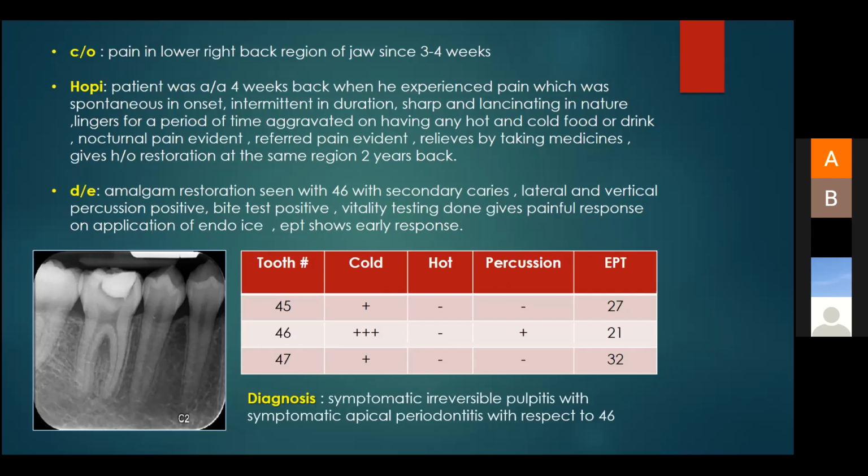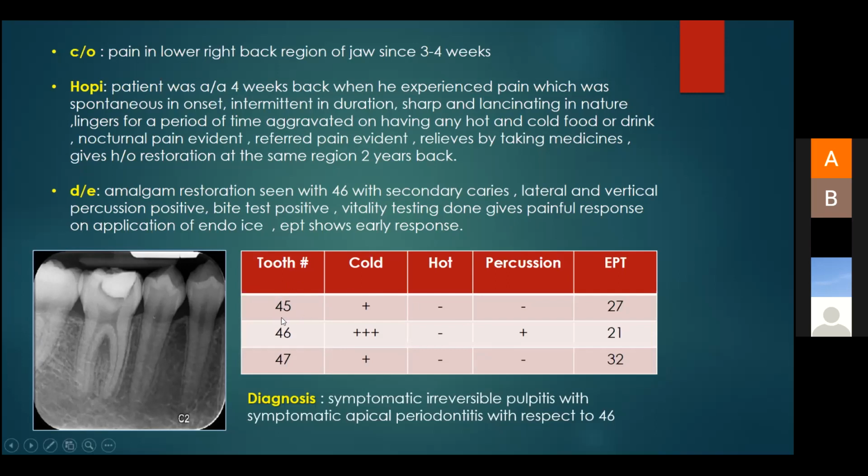Now, on dental examination, you see an amalgam restoration with 46, secondary caries, and lateral and vertical percussion both positive. Bite test is positive. Bite test can be done using a Tooth Slooth, or you can keep a mirror inside and tell him to bite on the mirror slowly, increasing the force of the bite. The vitality test gave a painful response on application of Endo Ice, and the EPT also shows an early response.